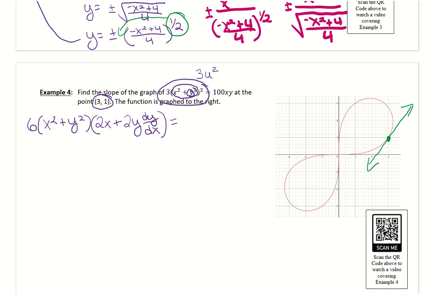Then on the right side, we've got to use the product rule. So we're going to take that 100 out. We're going to do the second times the derivative of the first, which is just 1, plus the first times the derivative of the second. The derivative of y is dy dx.